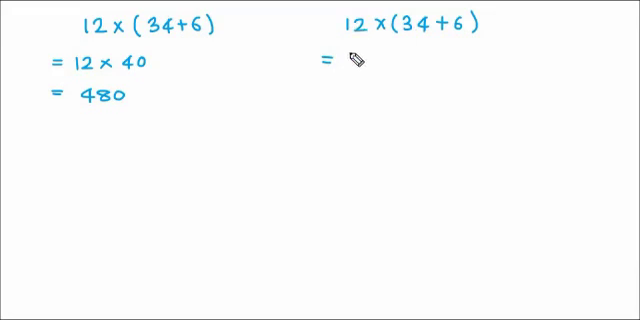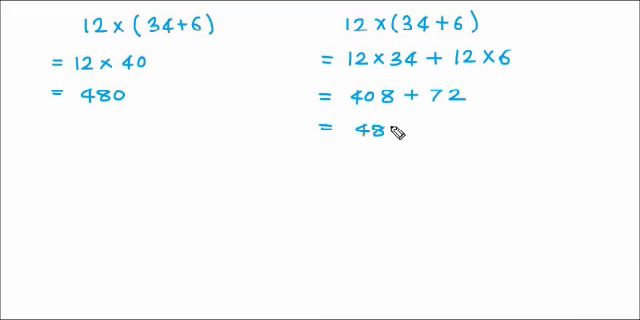So we'll first multiply 12 by 34. Now we have to multiply 12 by 6. But in between, when we are going from 34 to 6, we have a plus sign, so we have to give that plus sign. So plus 12 multiplied by 6. If we solve this individually, 12 multiplied by 34 is 408, plus 72, and we get the same answer, 480.